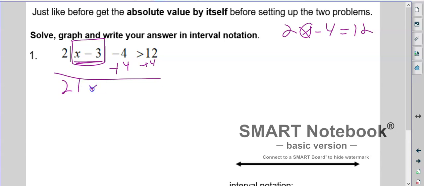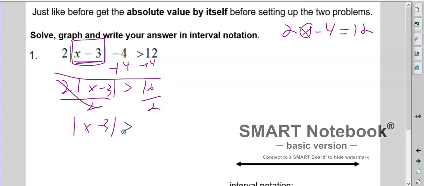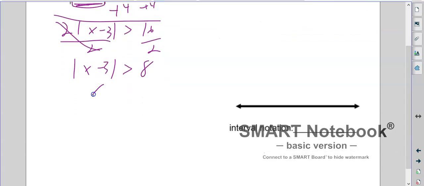That's going to give us 2 absolute value of x minus 3 greater than 16. Then we divide by 2. That cancels, leaving me the absolute value of x minus 3 greater than 16 divided by 2, which is 8. Now at this point, we finally have the absolute value alone, and now we're going to bust it up into two problems: x minus 3 greater than 8, and x minus 3 less than -8.